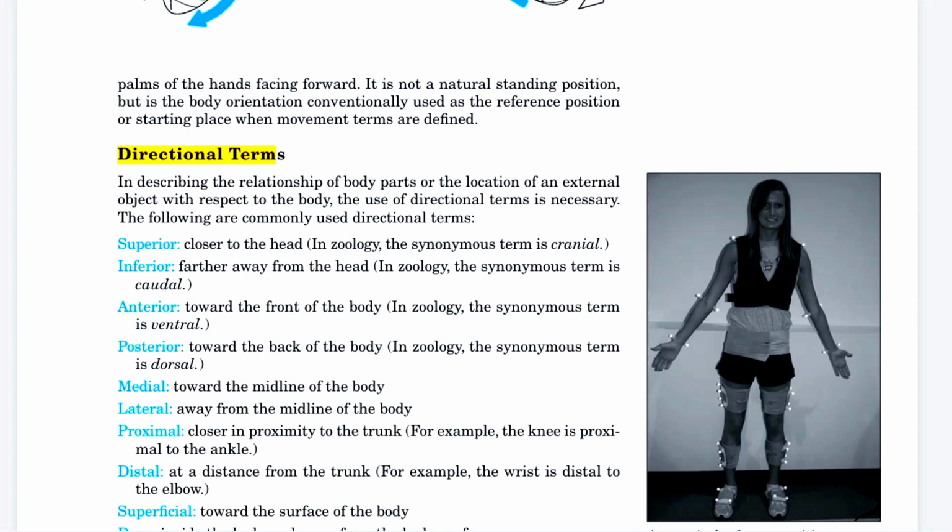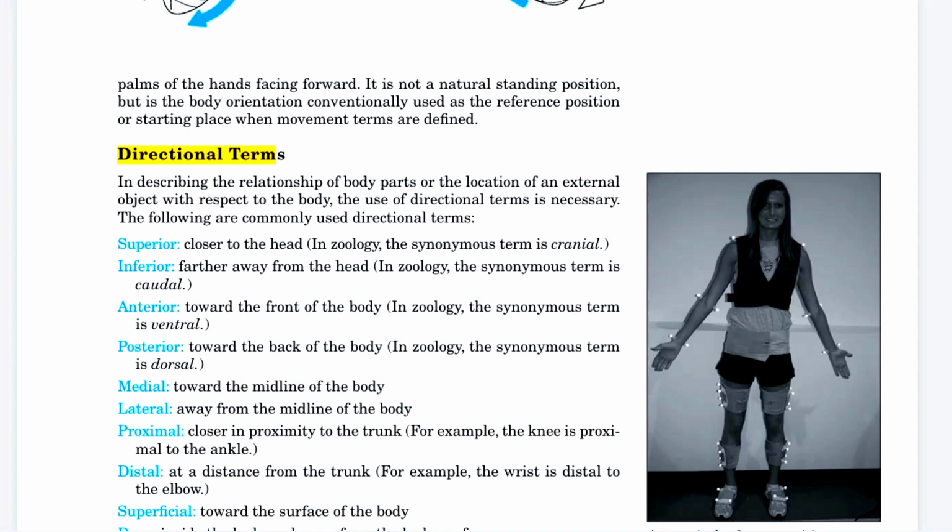The parts you see in front in the anatomical reference position on the whole body are basically the anterior components, and the others are the posterior components. So anterior is towards the front of the body, and posterior is towards the back of the body. You can take an example: the chest is anterior to the spine, and the spine is posterior to the chest.